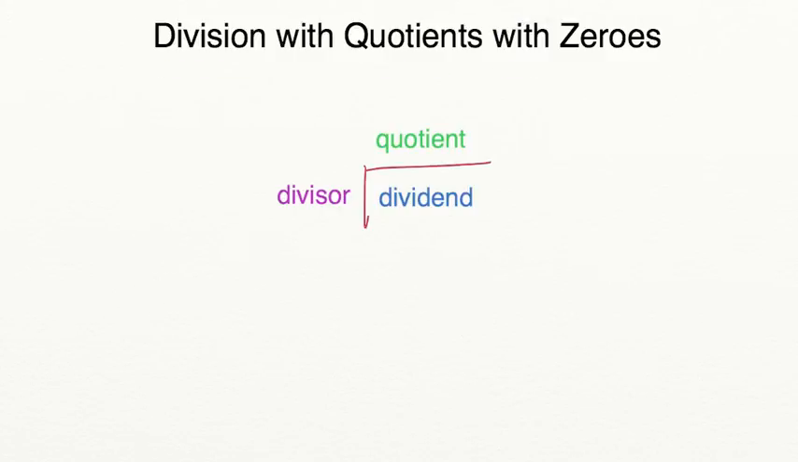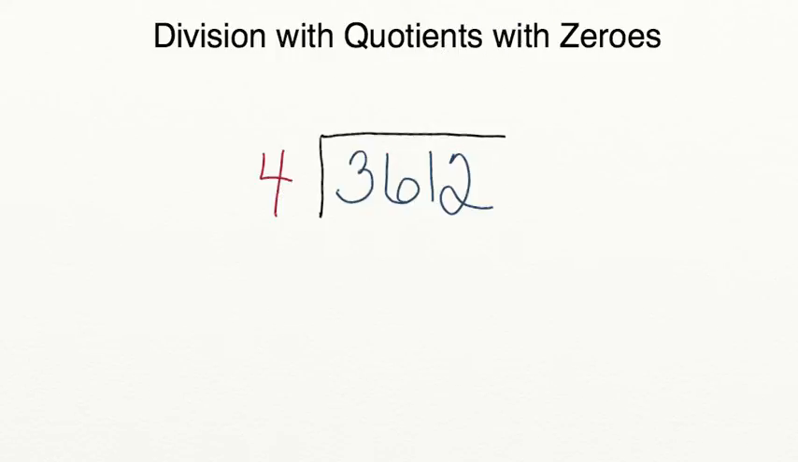We are going to begin today by reviewing some basic vocabulary. When you're dividing, the number that you're dividing is called the dividend. The number that you're dividing it by is called the divisor, and the answer to the division problem is called the quotient. We are going to begin today dividing 3,612 by a divisor of 4.